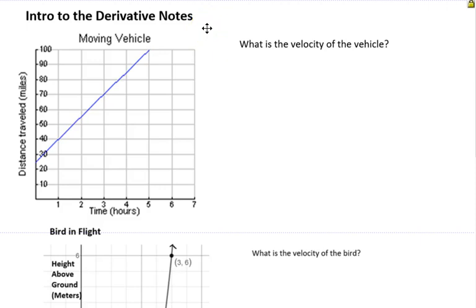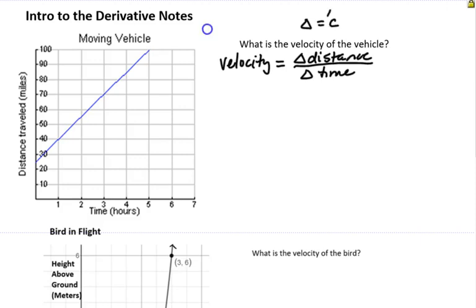Hopefully, you looked at this and thought of a way to do this. Hopefully you remembered that velocity can be calculated as the change in distance over the change in time. Hopefully also that you are familiar with this little delta symbol, which is used to represent change in. So we have a rate of change here. We have how much distance is changed in a certain amount of time.